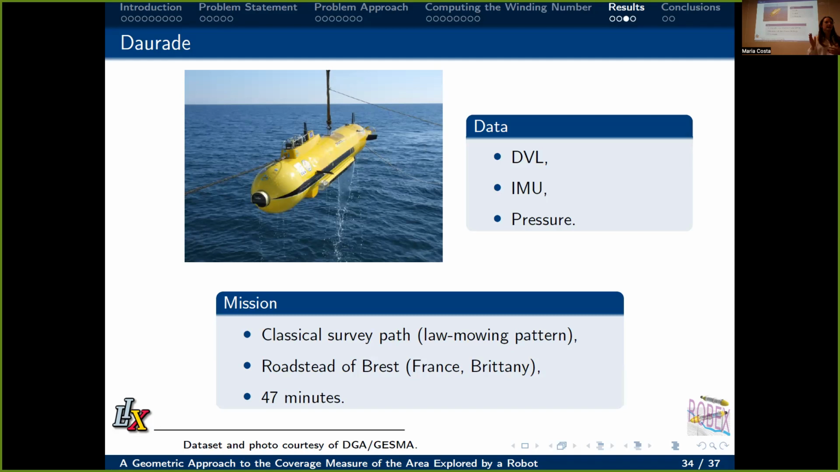And why do we need this? We need this because till now I was telling you that the range of visibility of the robot was fixed, but actually it will depend on its altitude. And we could take the data that this robot acquired during a mission in the roadstead of Brest, doing a classical survey path that I will show to you right now, in a small mission of almost 50 minutes.